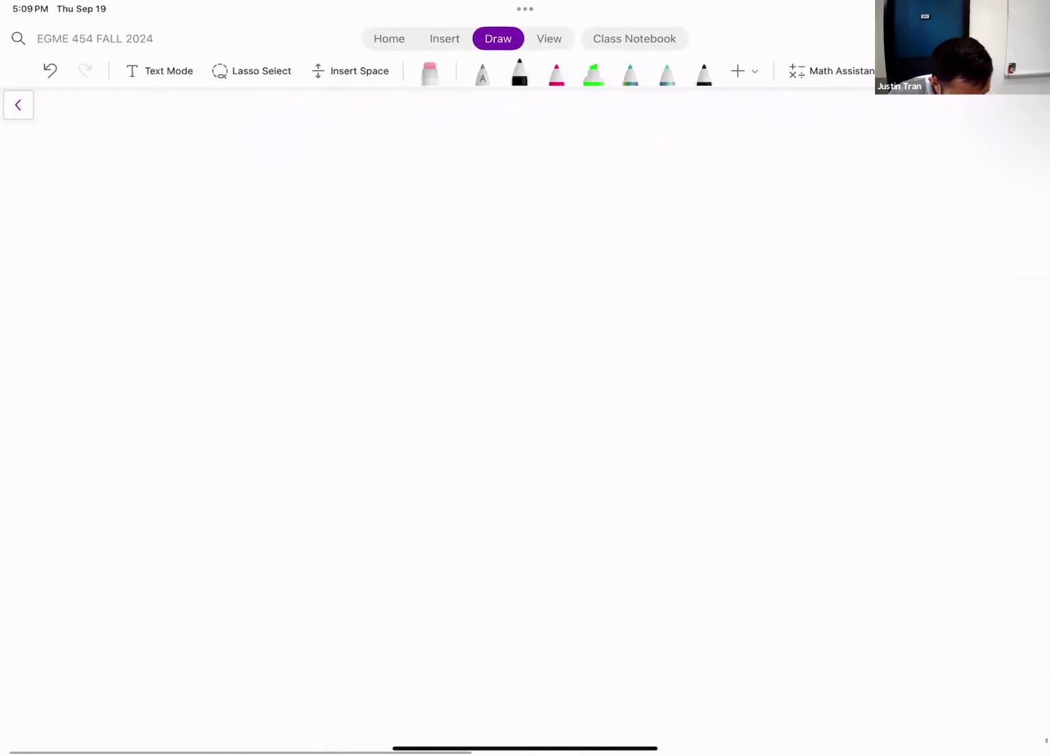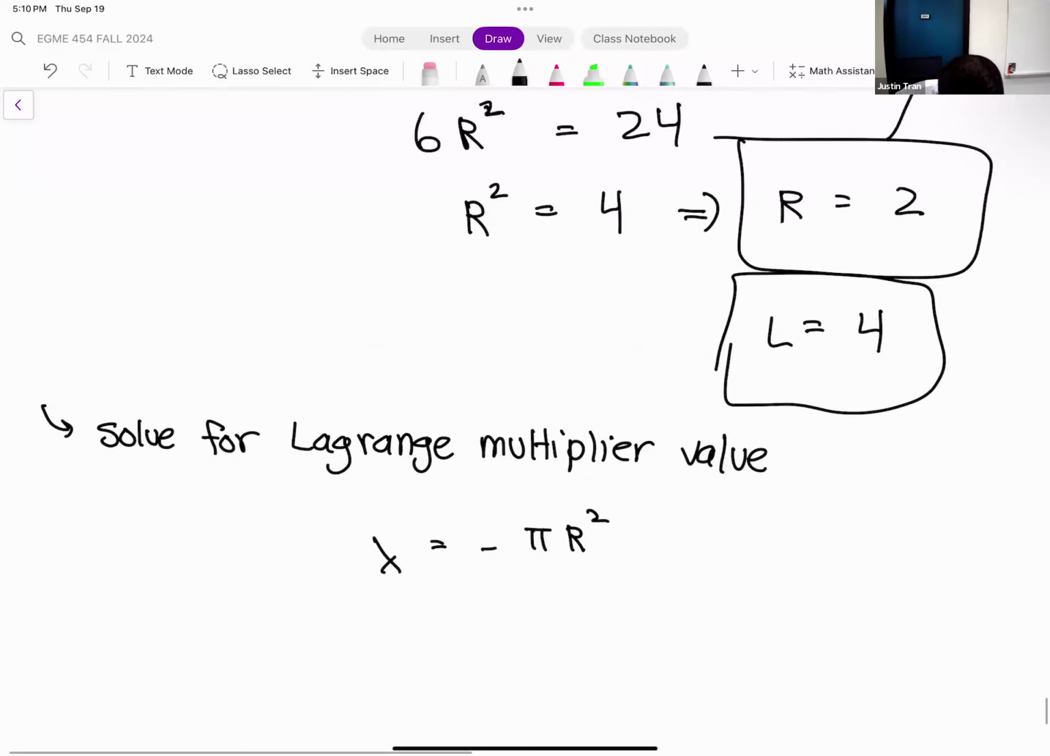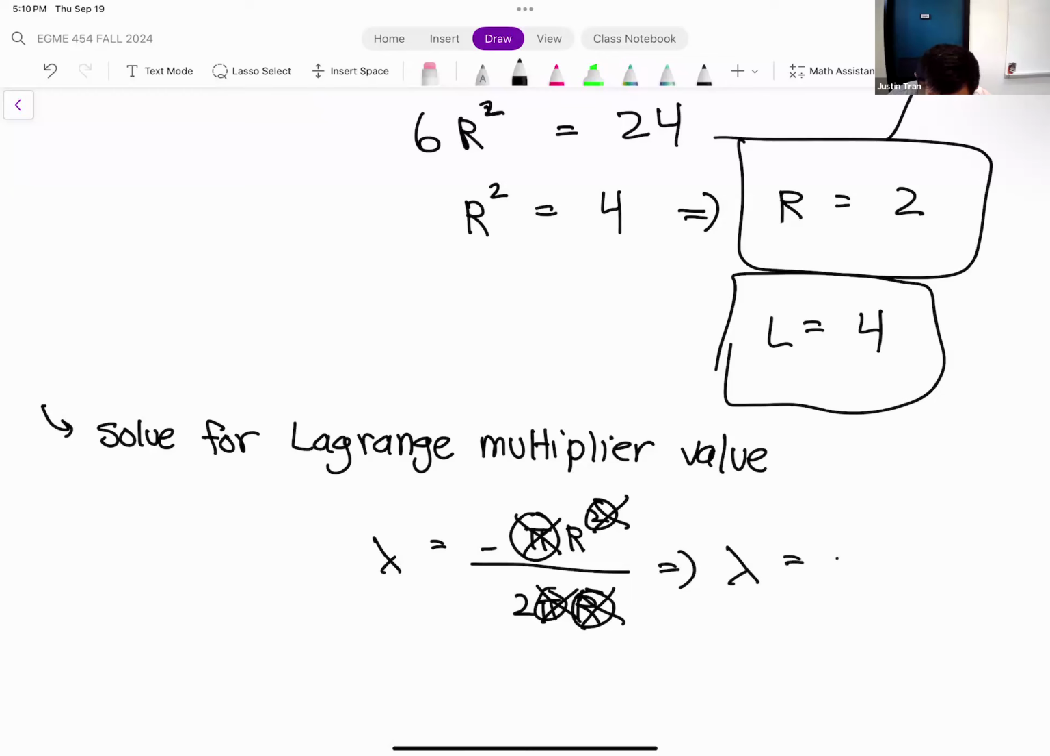Based on that equation up there, we know that lambda has to equal minus I r squared divided by 2 pi r. We know that the pi's are going to cancel, the r's are going to cancel. We know lambda is equal to minus r over 2.